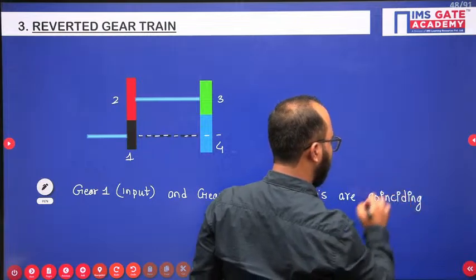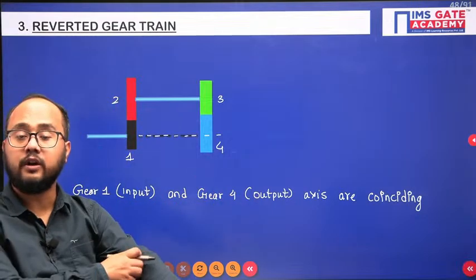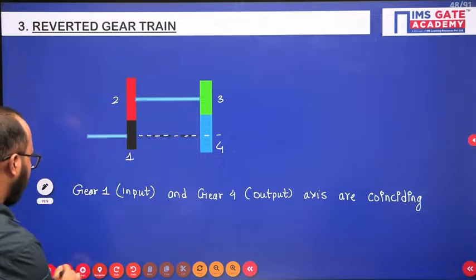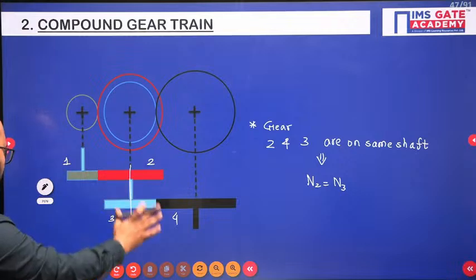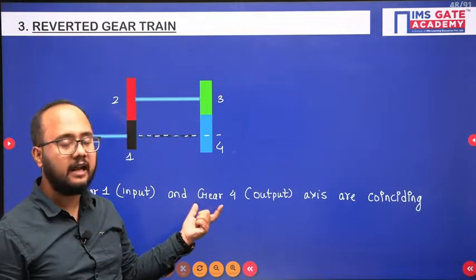So these 2 points we should understand. Gear 1 and gear 4 axes are coinciding. This is the basic point we should understand. That is the differentiating point compared to a compound gear train. There is no such condition in a compound gear train, but in a reverted gear train the condition is that the input and output gear axes should be coinciding.